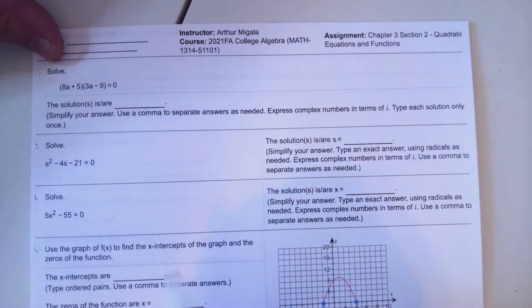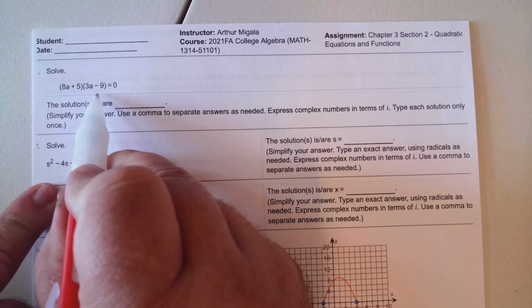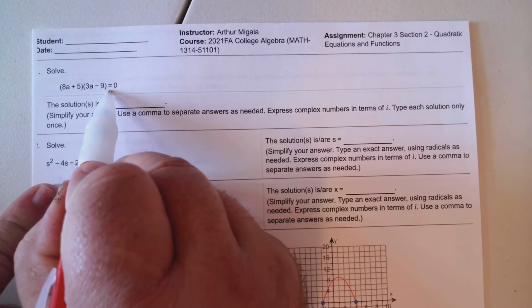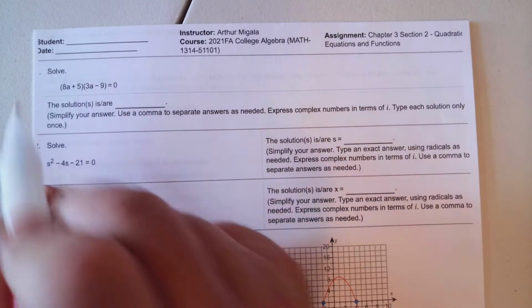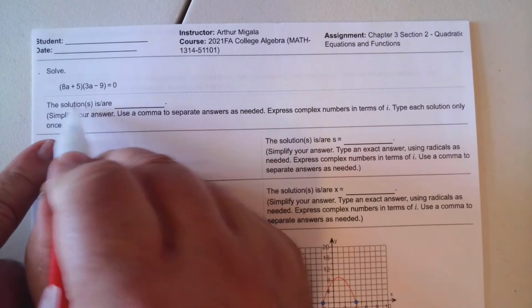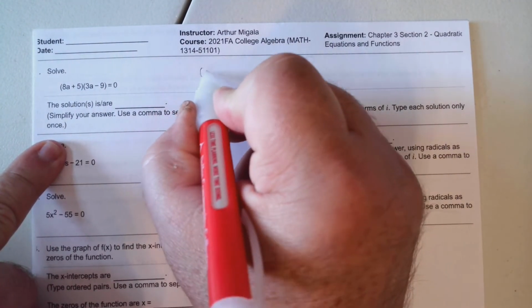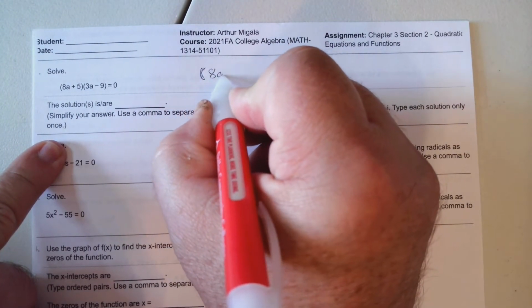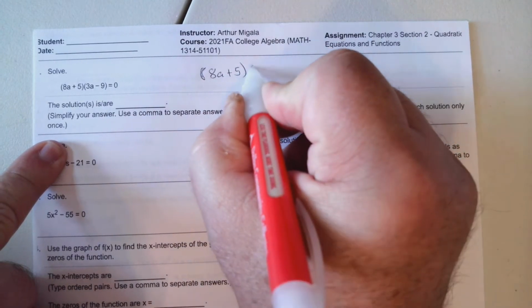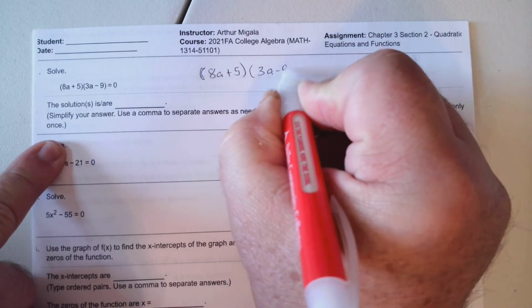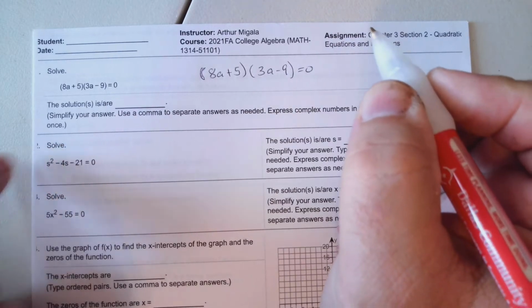Let's look at the first one. Solve this group. Well, first off, just because there's an equal sign and variables, we know it has to be solved. So let's look for the solutions. We have 8a plus 5 times 3a minus 9 equals 0.